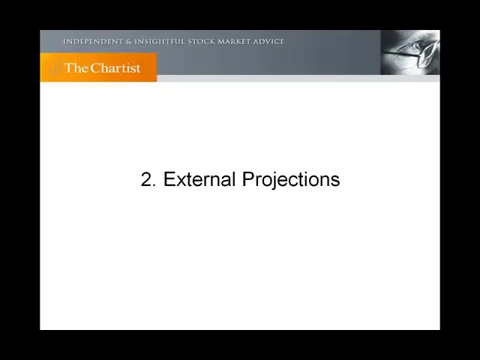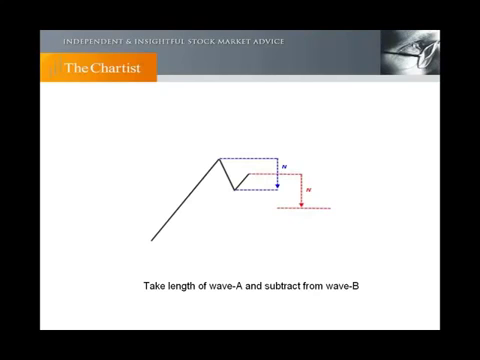Let's talk about external projections. Now, we're not going to be projecting Fibonacci out of the correction. We're actually going to be projecting it inside the correction itself. So when I talk about that, basically what we're looking to do here is look for a terminal point of wave B. So we have an impulse up, we've got a wave A, we've got a wave B. Now what we're looking for is the correction down to wave C.